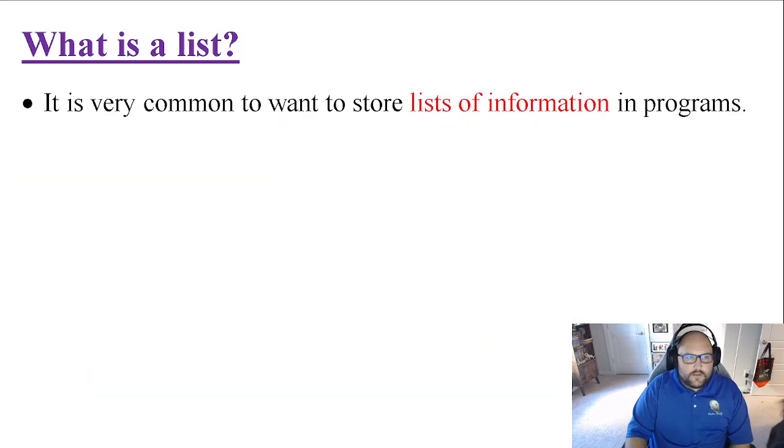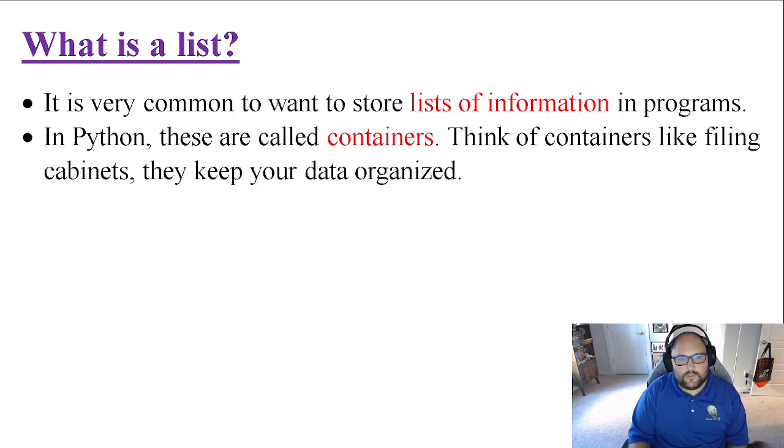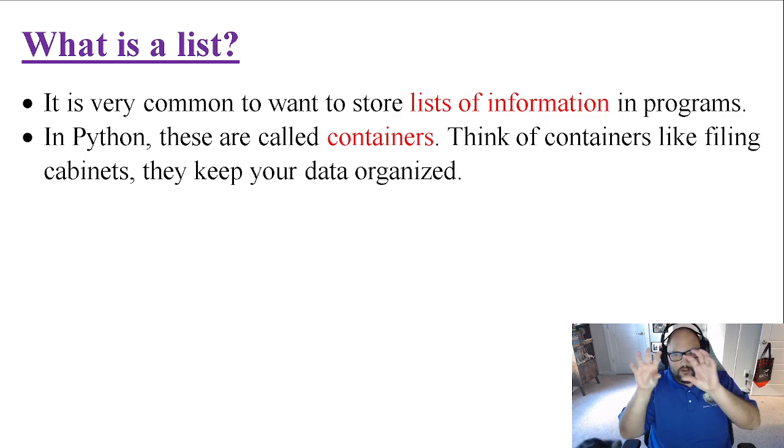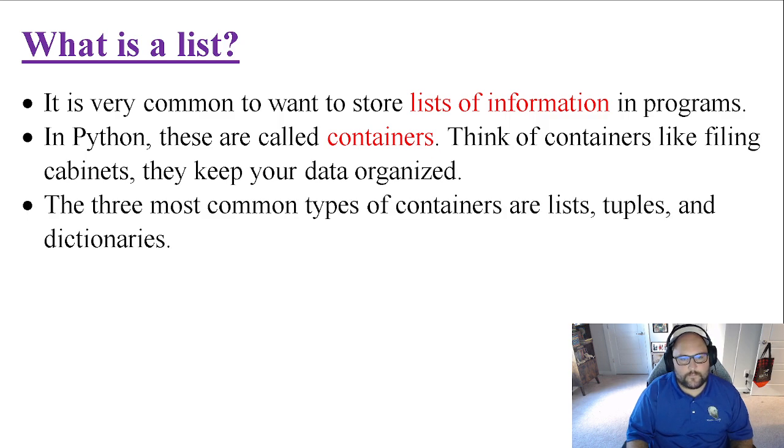All right. So what is a list? A list is just like in the real world, it is the sense of what a list is. It's something that holds a series of data, a series of information. In Python, they're called containers. So think about them like filing cabinets, or I like to think about them as train cars also. You've got your big train with all the different containers on the train. The three most common types of containers are lists, tuples, and dictionaries.